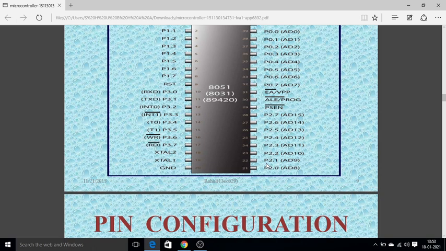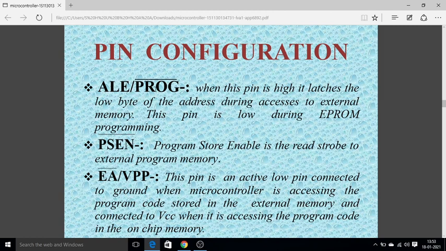See this one, this is address latch enable or program. Whenever this pin is high, it latches the lower byte, that is address latch enable. Lower byte is nothing but A0 to A7 of the address during the access to the external memory. Whenever the 8051 is accessing the external memory, the address latch enable bit is 1. This pin is low during the EPROM programming. That means the external programmable read-only memory is interfaced with the 8051, so it will indicate the active low signal.